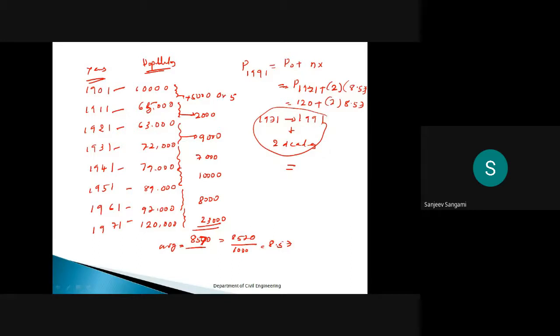From 65 to 63,000, you can see the decrement has happened, the population is decreasing. So here you write it as negative. Then again from 63 to 72, incremental, write it as plus. 72 to 79, write it as a plus. And 79 to 89,000, it is a plus again. Then 89 to 97, you write it as plus, because it is an increasing trend.